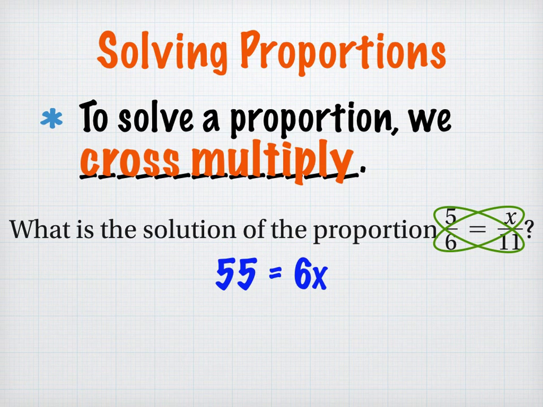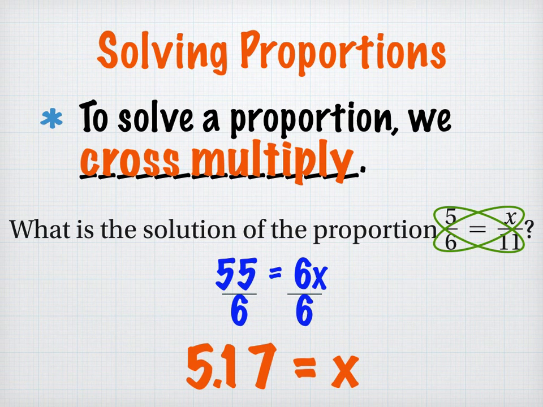So in this case, we would do 5 times 11, which is 55, and 6 times x, which is 6x. Set them equal to each other, and then you need to go ahead and solve the equation that you've created. In this case, we need to divide both sides by 6, which gives us 5.17 for x.